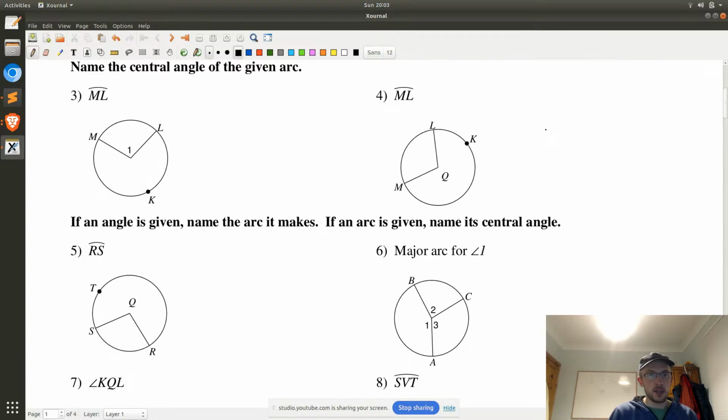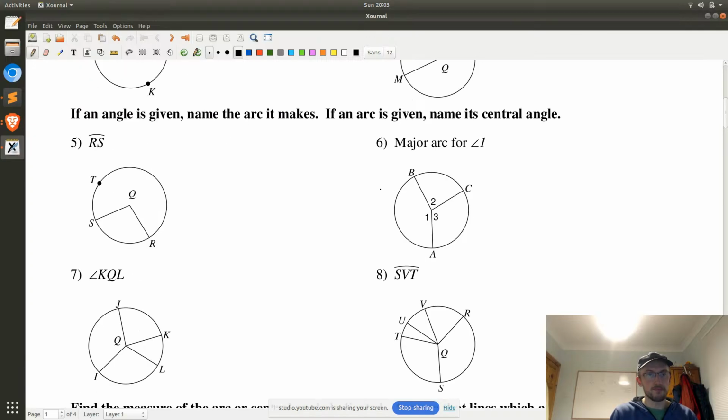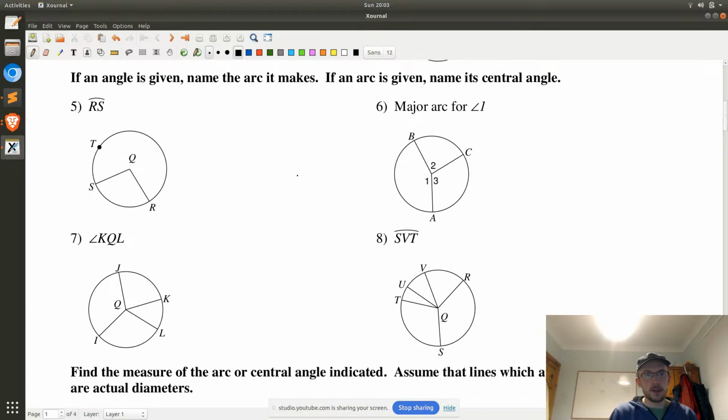Name the central angle of the given arc. That would be angle 1. And for arc ML, that would be angle MQL. And we check, and that's correct. If an angle is given, name the arc it makes. If an arc is given, name its central angle.